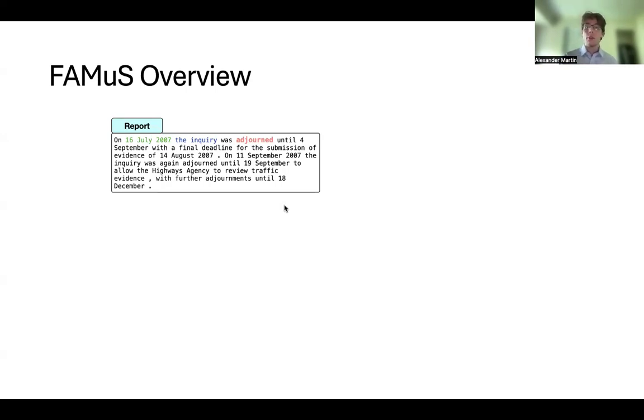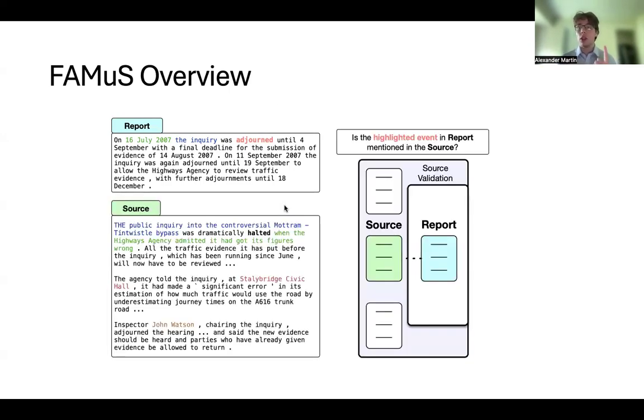So we start with a report passage, which is a short excerpt of a few sentences from Wikipedia. Then, with our specific event of interest, we look to perform the first task called source validation, where we ask, is the highlighted event in the report mentioned in the source? And what we look to do is make a positive pair between a report and source document that discuss the same event. For example, in this, we adjourn the inquiry and we halt the same inquiry in the source document.